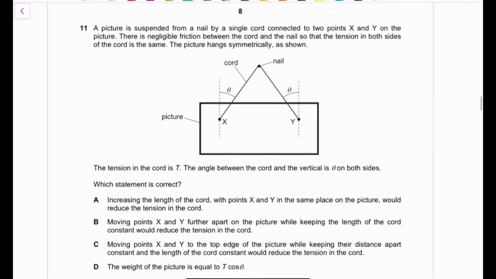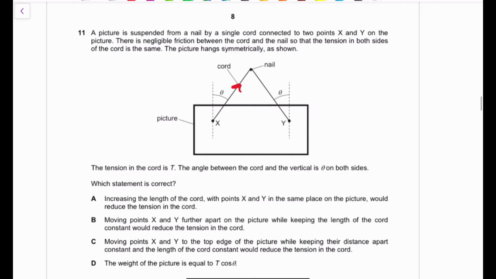We're given a picture that is suspended from a nail by a single cord and connected to two points, X and point Y. Okay, so there is negligible friction between the cord. So here, there is negligible friction so that the tension in both the cords is the same. I would highly recommend as you're reading the question, follow through, right? So this is going to be your tension and that is going to be a tension and it's going to remain the same, okay? And the picture hangs symmetrically, right? So meaning that they're both going to be equal on both sides, okay?